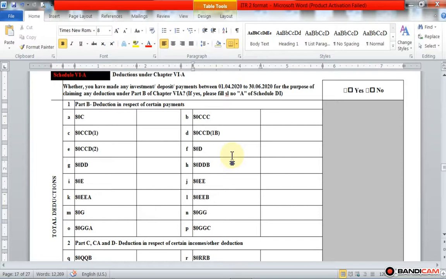It depends on the age of the SSC. If the age of the SSC is below 60 years, then 60,000; age above 80 years, 80,000; maximum for both ₹1,00,000.